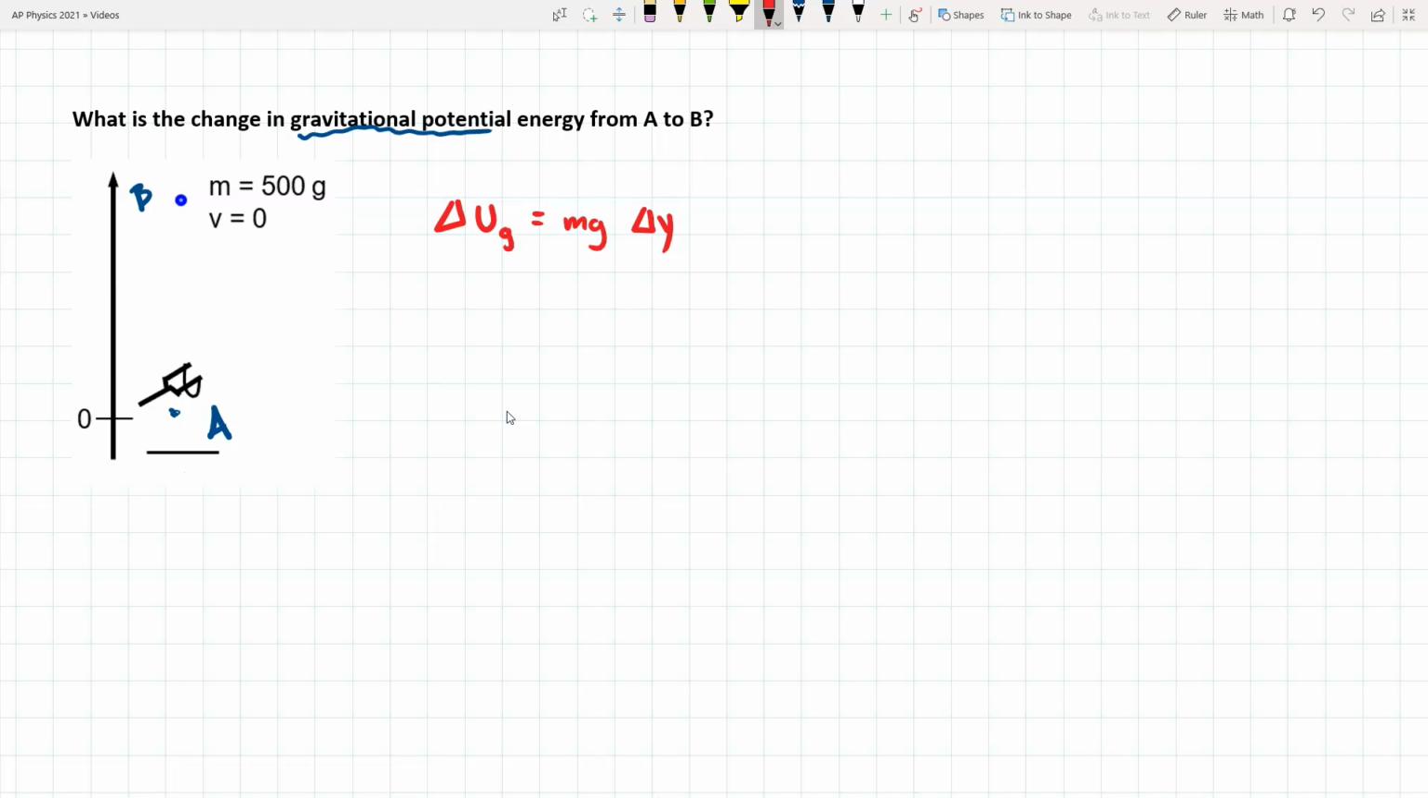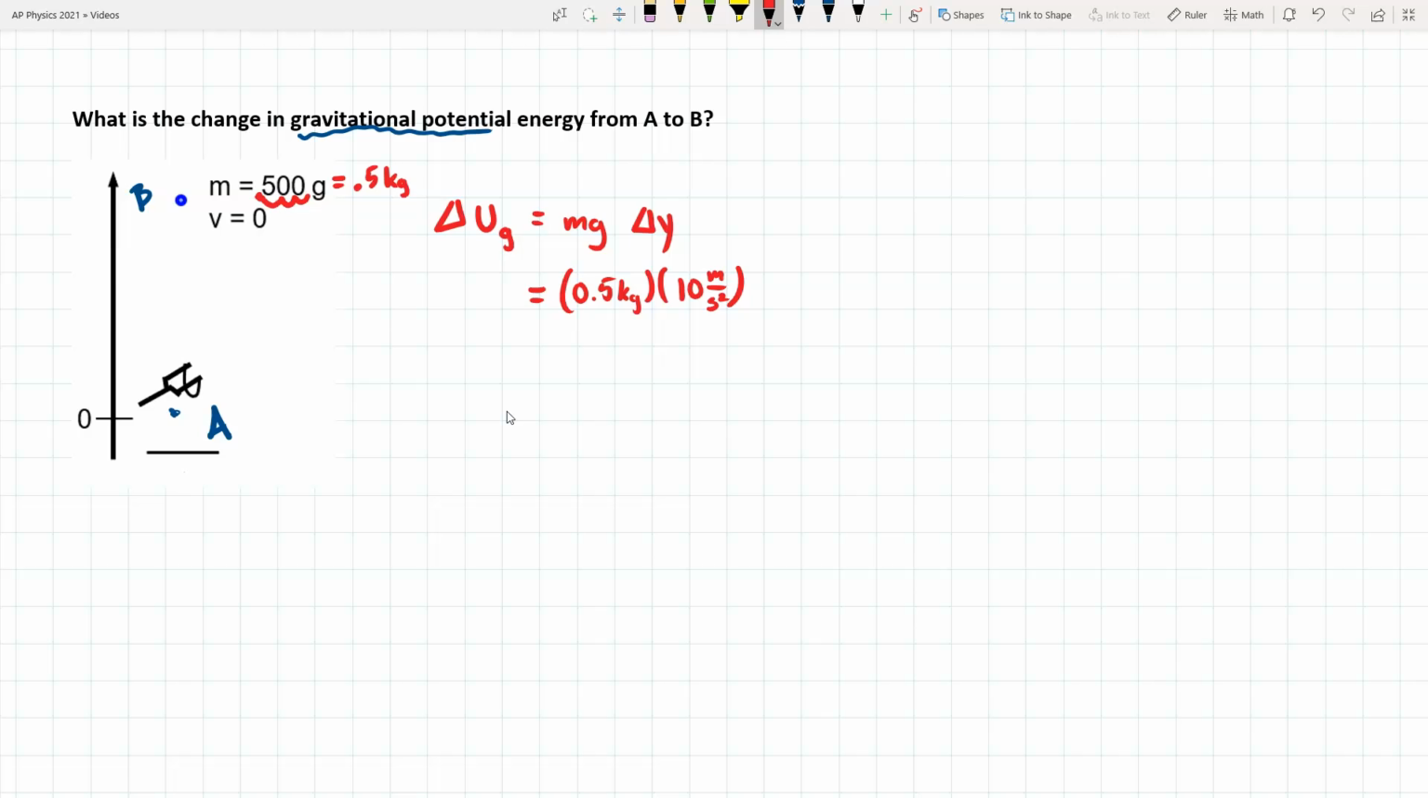It's just really plugging and chugging. We know the mass is 500 grams. Now remember, this needs to always be in kilograms. So 0.5 kilograms, because there are 1,000 grams in a kilogram, so I would move this decimal 3 times. G, we're assuming this is on Earth, so we're going to say it's about 10 meters per second squared. Remember, you can use 9.8 there if you want.